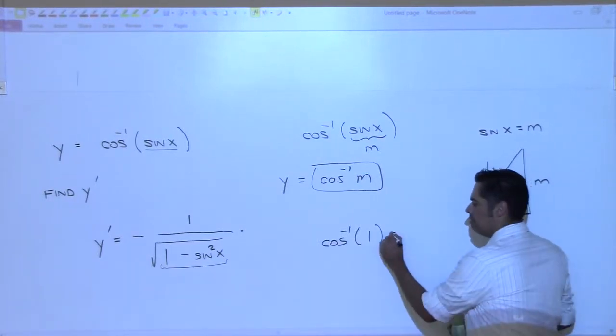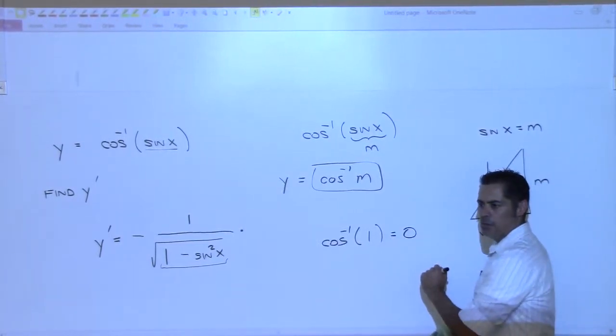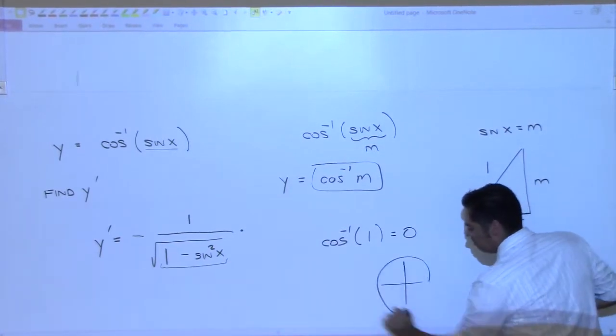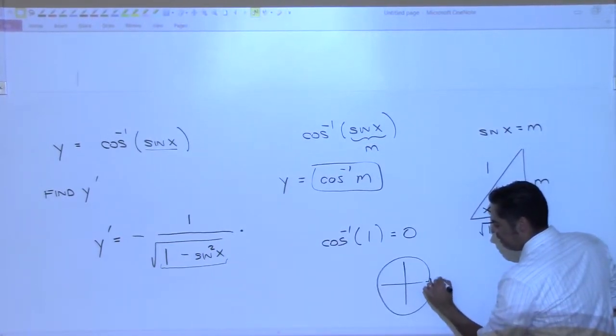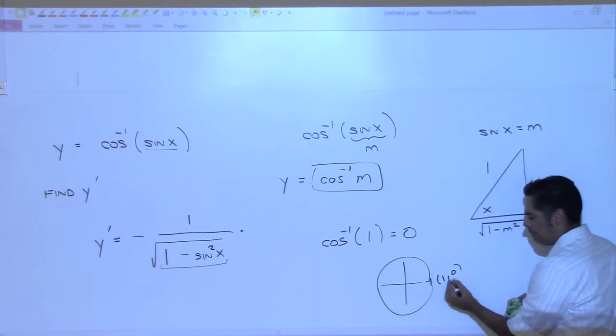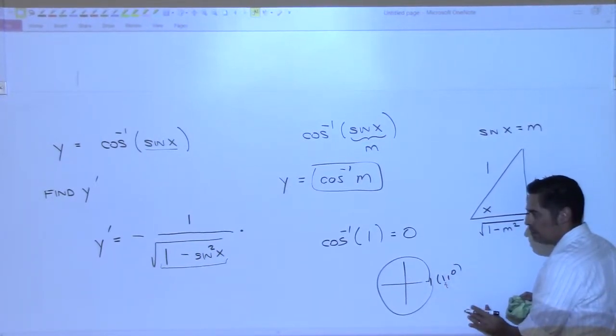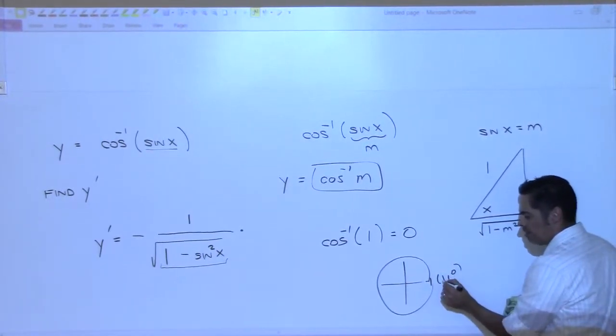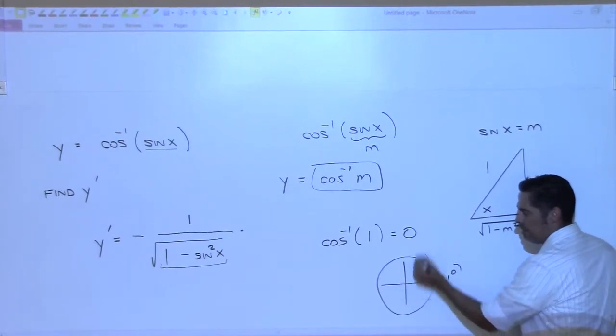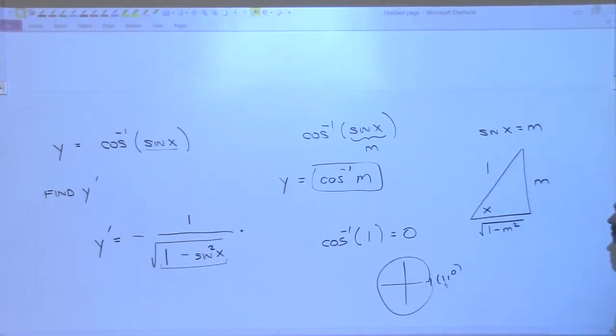This is 0, right? Because on a unit circle, the x-coordinate here is 1. So you're saying at what angle is cosine 1? That means your angle has to be 0 degrees.